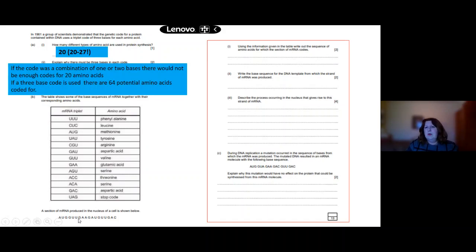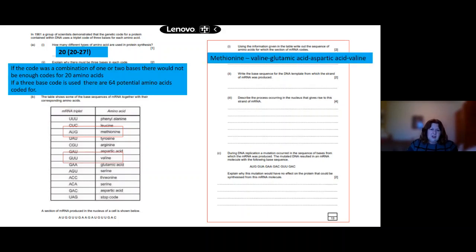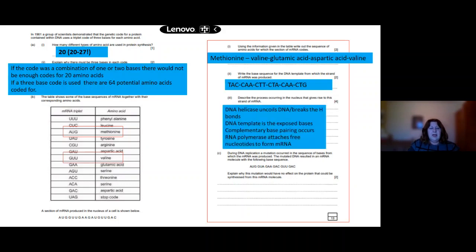So I'd go through that as a little tip, and it says, using the information in the table, write out the sequence of amino acids in this section of messenger RNA. So we know the sequences are there, so there we go. AUG is methionine, GUU is valine, and so on. You can put the rest in for yourself. Write the base sequences for the DNA. So now remember, we've got thymine, not uracil, so go through that and have a little check of that. And then the process occurring that gives rise to messenger RNA. Well, we've got transcription again, so I don't need to go over all of that. We've done that again.